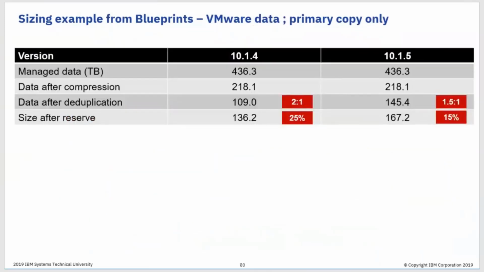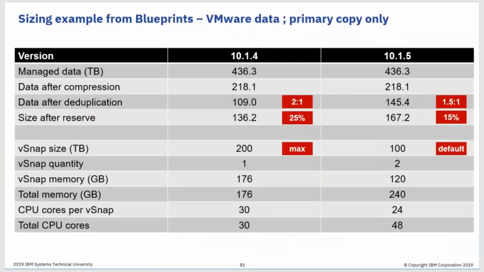We plug in the numbers, and I'll just give you the managed data. Obviously the amount of data that's going to come into the system is not going to change. That hasn't changed between 10.14 and 10.15. That's the total amount of data over 3 years given growth and change rate in the front end of 100 terabytes. Compression is still 50% by default, so it's going to get halved as far as how much data has to be stored.